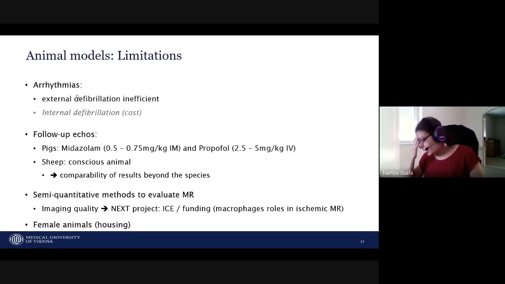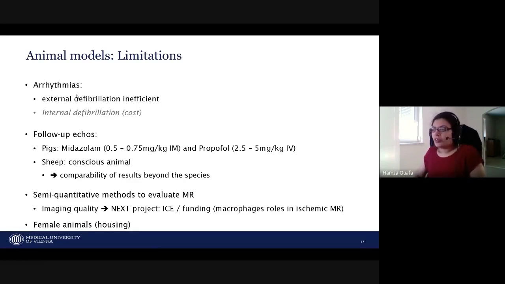The problem with this animal model is that it's really tricky when you have arrhythmias. External defibrillation was really inefficient. In our pilot study, we were losing a lot of animals because of that. So we had to be a bit more aggressive in preventing those. One other possibility would have been to use some internal defibrillation, but cost effective, I'm not sure about that.